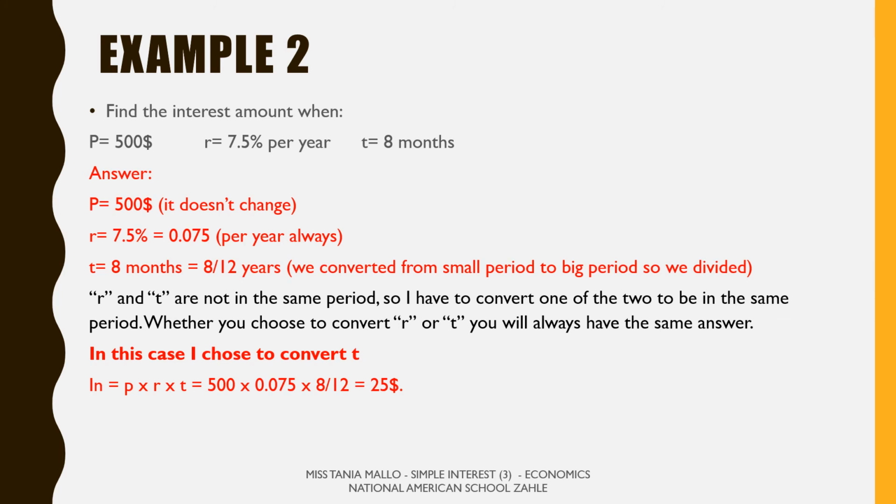In example 2, we chose to convert T. In example 3, we chose to convert R. And in example 4, we converted R and T at the same time. You can always screenshot these parts of the video where we said how to convert T and how to convert R. And you can always ask if you have any question, anything. Don't hesitate. You can always find me. So do your exercises, repeat the examples, and you're going to perfect how to calculate the interest.